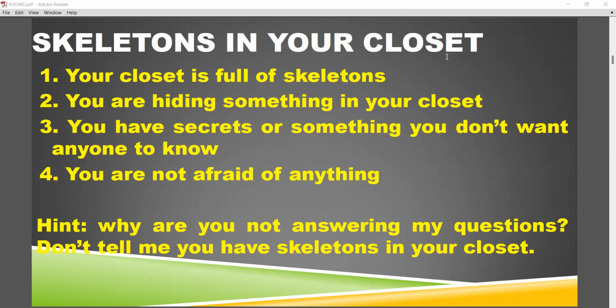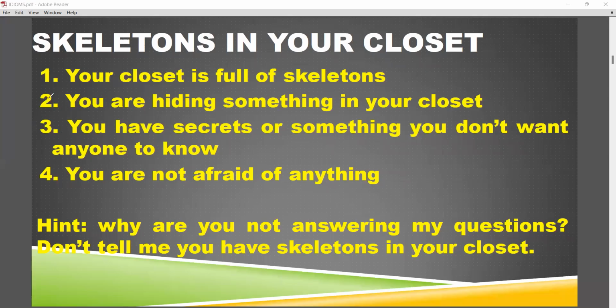A skeleton is something that you cannot see in me and I cannot see in you. That means there's something secret, something inside me that you're not able to see, and that too I've kept in the closet. That means I'm being really secretive about something and I don't want anyone to know about it. So that is secrets in the closet. Is your closet full of skeletons? No, you are hiding something in your closet.